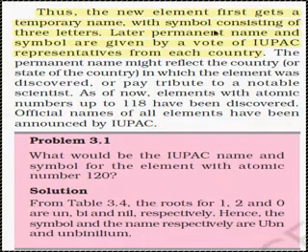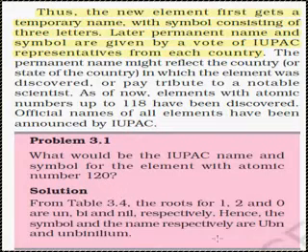Thus, the new element first gets a temporary name with the symbol consisting of 3 letters. Later, permanent name and symbol are given by a vote of IUPAC representatives from each country. Now, let us discuss problem 3.1. That is a question from your textbook. Write down in your notebook. What would be the IUPAC name and the symbol for the element with atomic number 120?